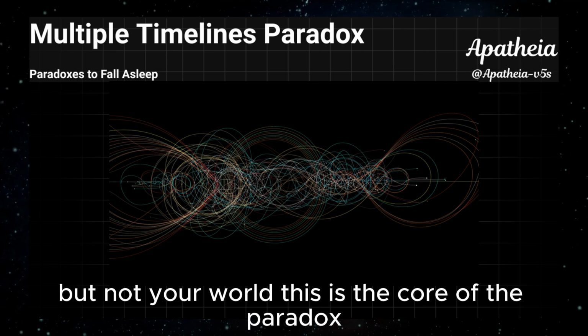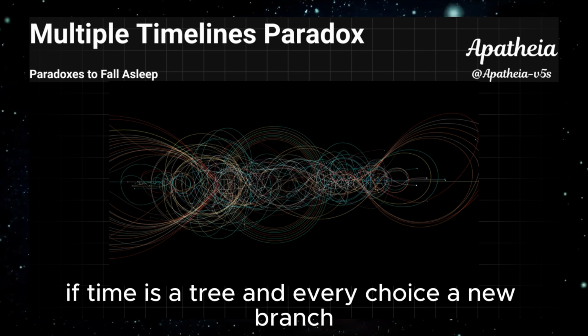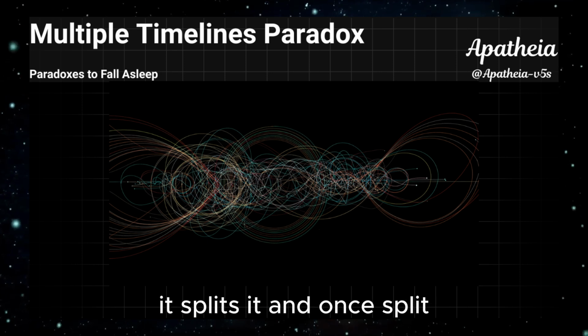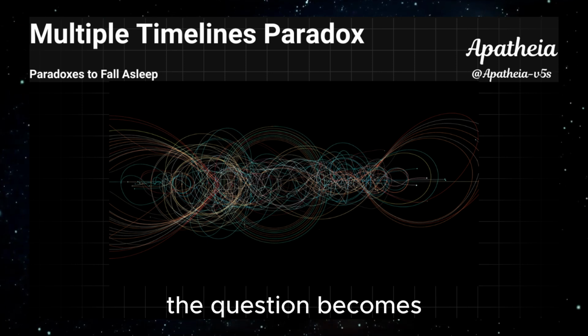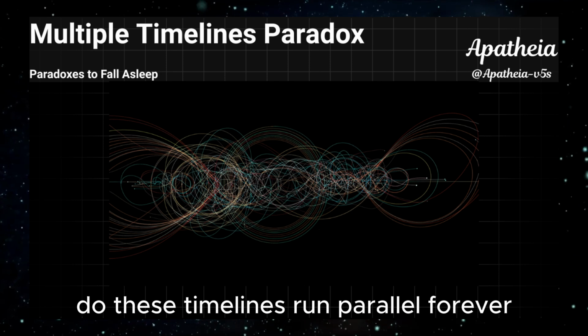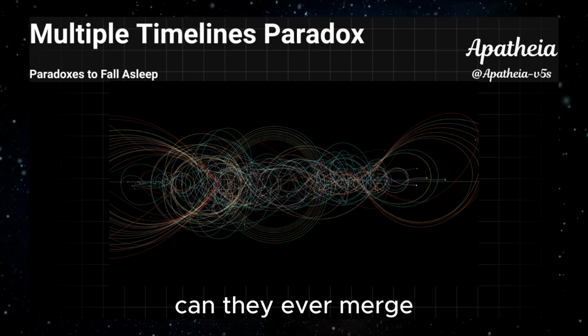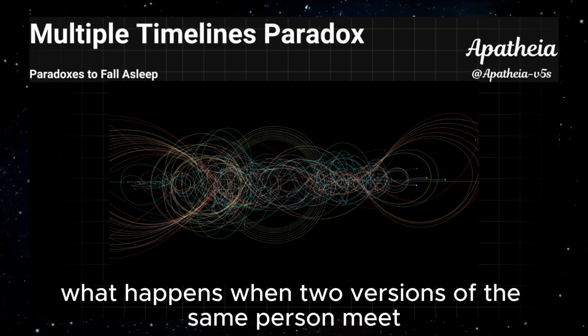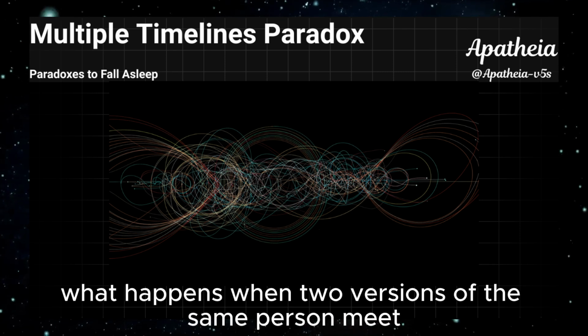This is the core of the paradox. If time is a tree and every choice a new branch, then time travel doesn't overwrite the past. It splits it. And once split, the question becomes, do these timelines run parallel forever? Can they ever merge? Can someone or something move between them? And if they can, what happens when two versions of the same person meet?